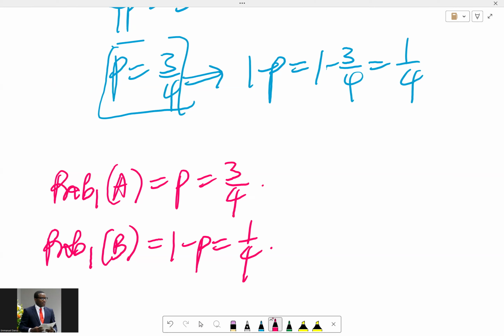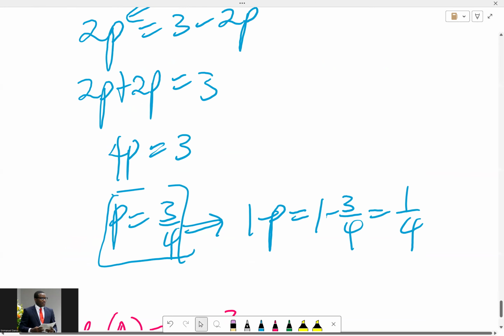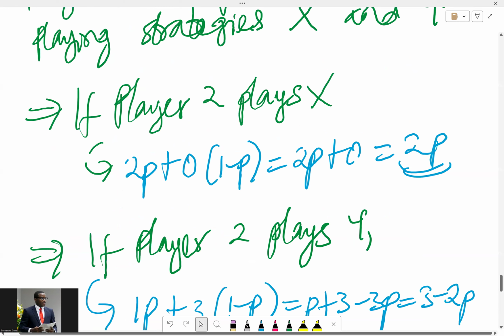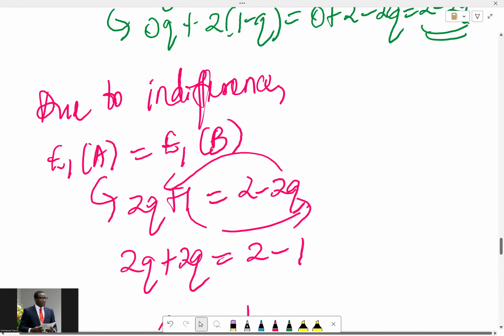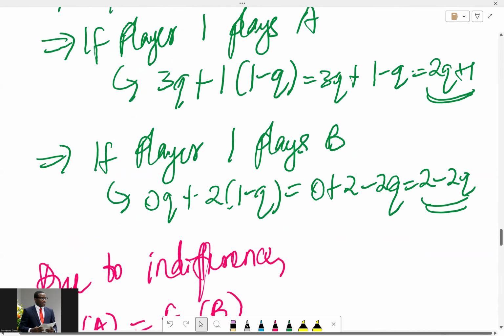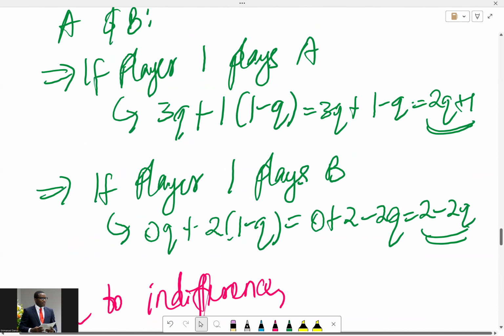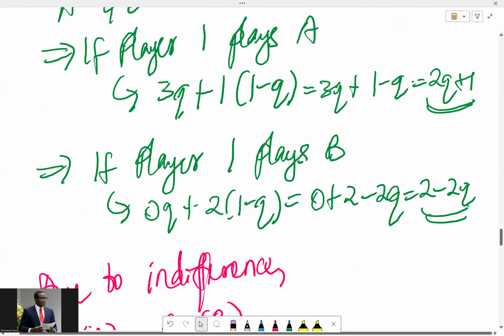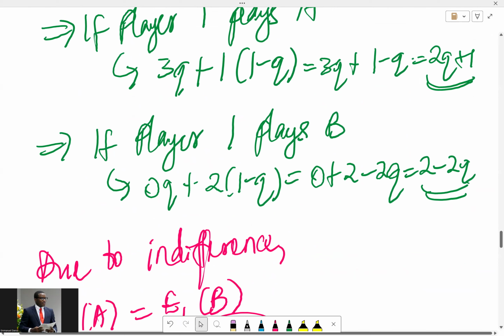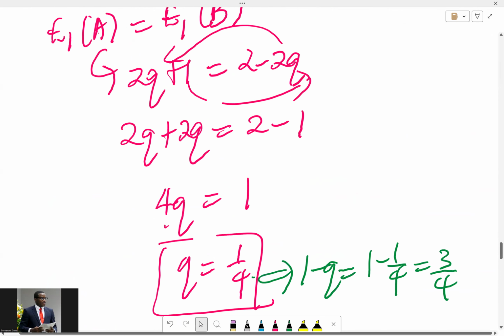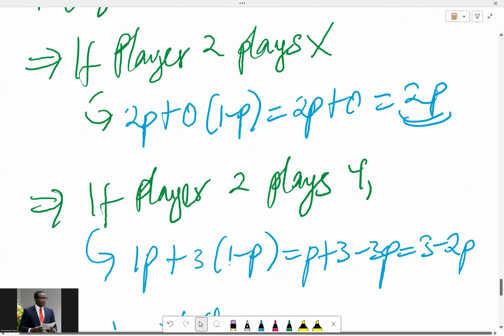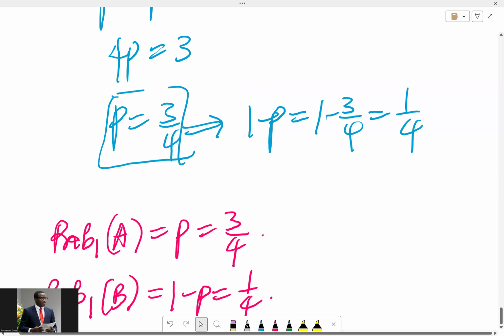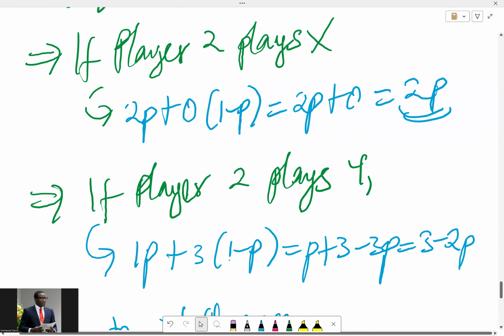So we can now compute the expected payoffs like that. Of course, we can pick any of the things we equated. We can pick either of the two since we already equated them. Since there's no difference between the payoffs, we can just pick any one, 2q plus 1 for A, or we can pick 2 minus 2q. It's going to give us the same thing. For instance, Q, we know Q is 1 over 4, right?